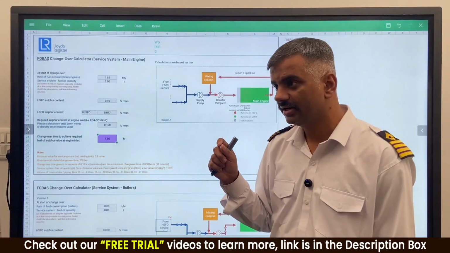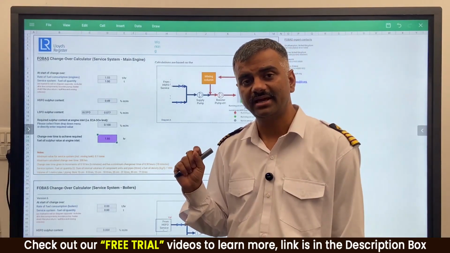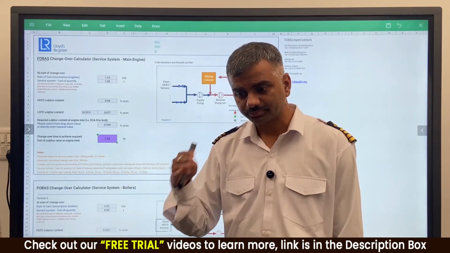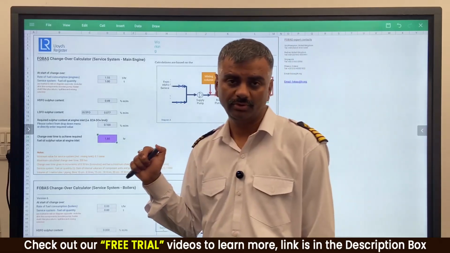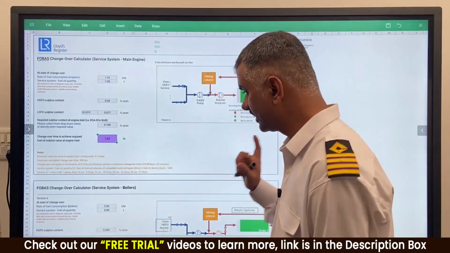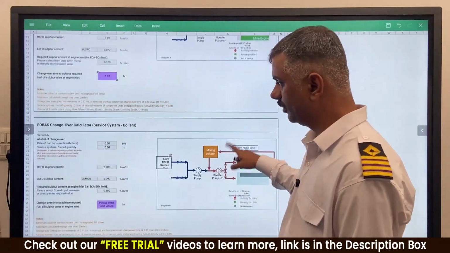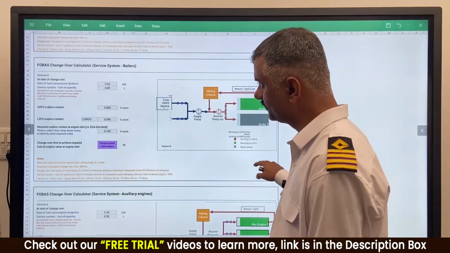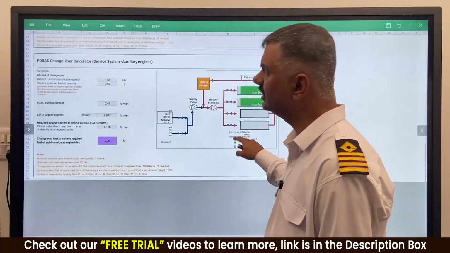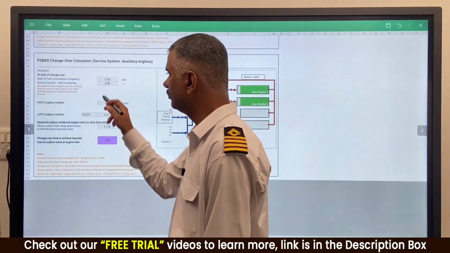So even if you are transiting through the ECA area, if you are just passing by the ECA area, make sure that you are following the changeover schedule correctly. In the boilers we are not doing the changeover, because the boilers we are running on LSMG only. In the auxiliary engine, same as before, you have to do the changeover.